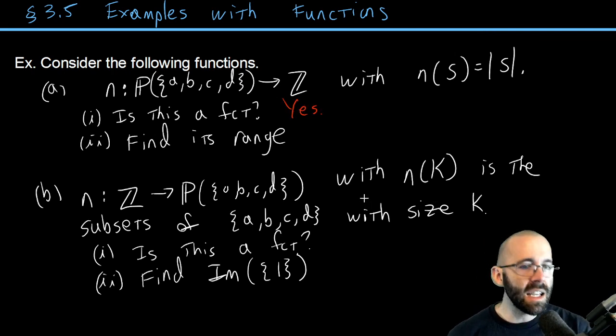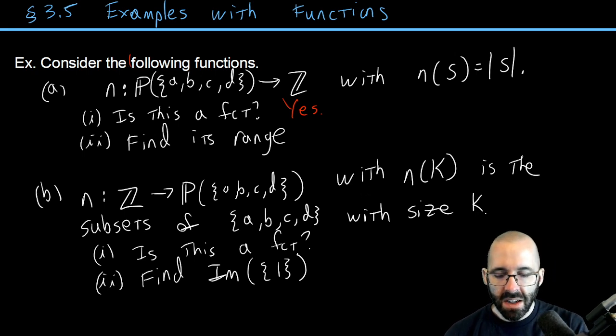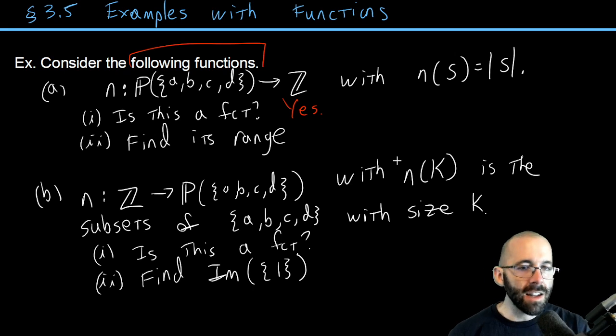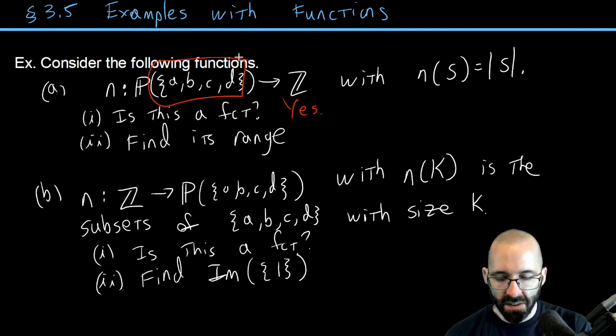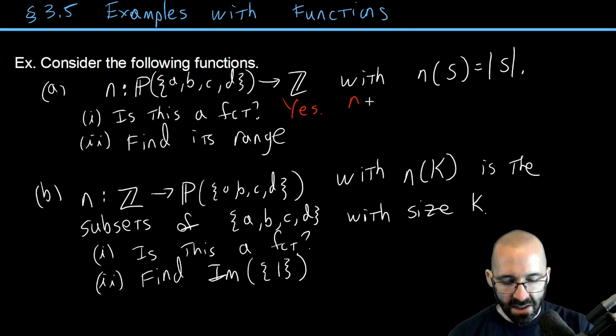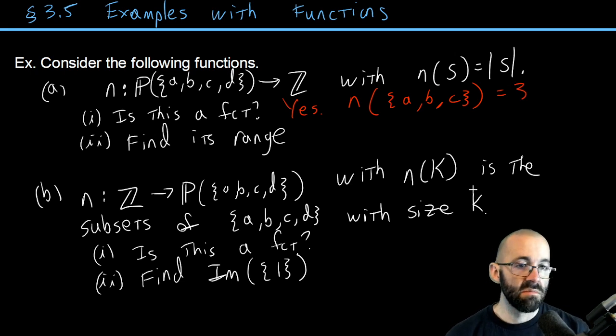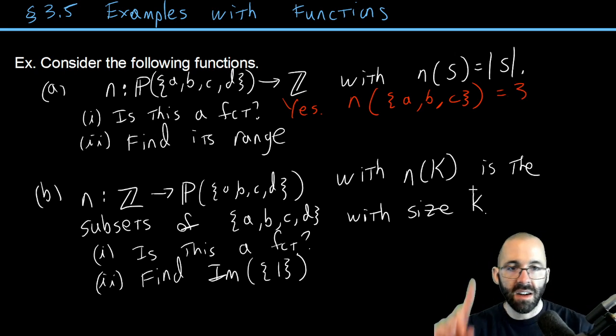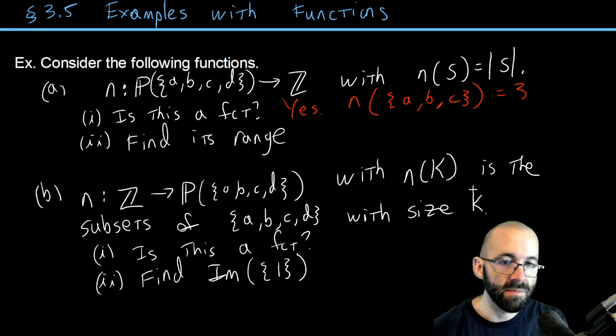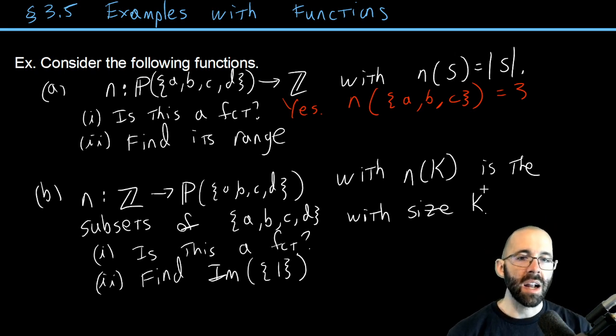You give me any input. What's an input? An input is an element of the power set. What is an element of the power set? An element of a power set is a subset of this guy. So for example, n of the set {A, B, C}, that's one subset. That's an element of the power set. That's just 3. Any set you give me, I'll give you its cardinality here. Each input only has one output.